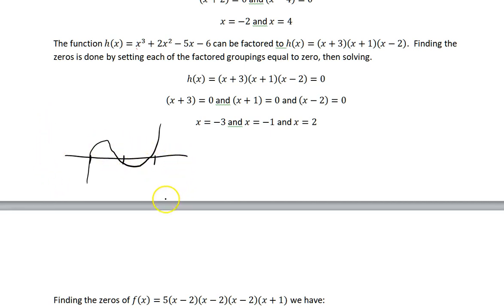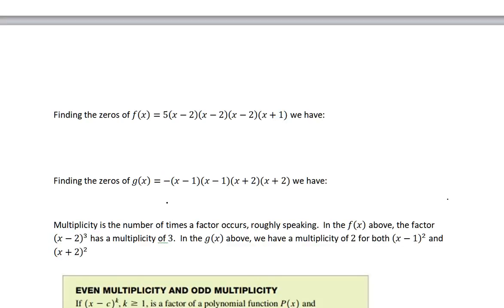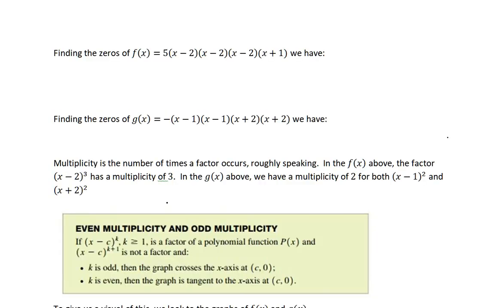All right, so what happens when we have multiple factors that are the same factor? Well, we're going to talk a bit about that. And I want to caution people because it's real easy to confuse degree with multiplicity. We'll talk about both of those things, and I'll show you how you can pause and think and keep track of which one is which.